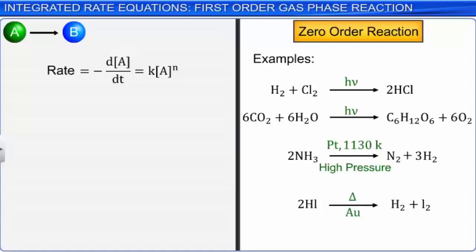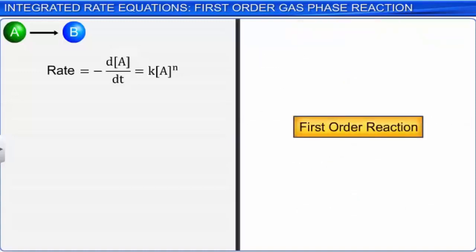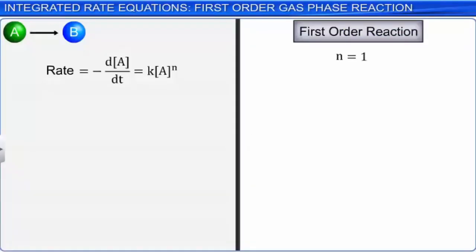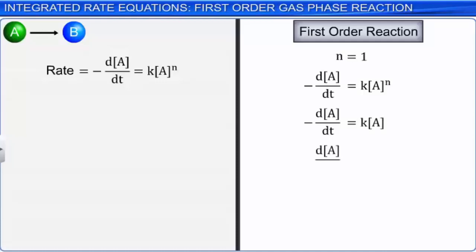Let us now consider a first-order reaction. The reaction in which the rate of reaction is proportional to the first power of the concentration of the reactant is called a first-order reaction. Hence, in a first-order reaction, n is equal to 1. Substituting n is equal to 1 in the differential rate equation, we get minus dA by dt is equal to K multiplied by concentration of A, or dA by concentration of A is equal to minus K into dt.